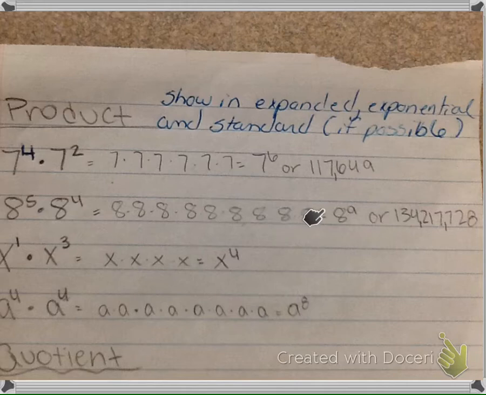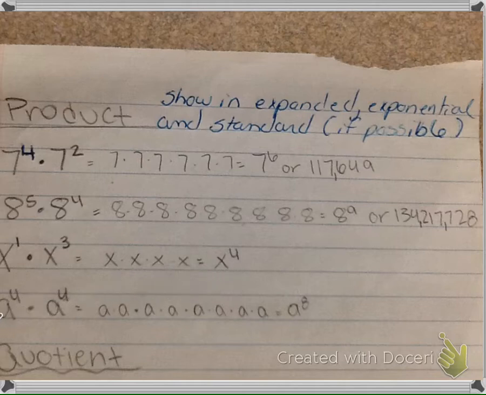And the exponential form would be 8 to the 9th power. And then in standard form, it's 134,217,728. Then for the third problem, expanded form looks like this. And then for exponential form, it's x to the 4th power. And you can't do standard form on that because you don't know what the base number is.